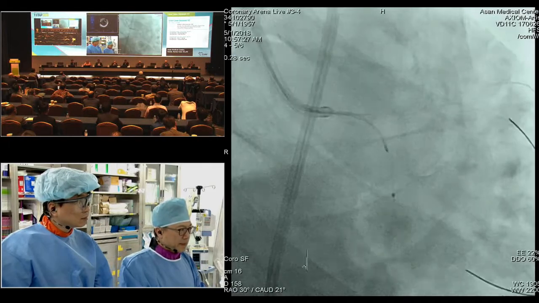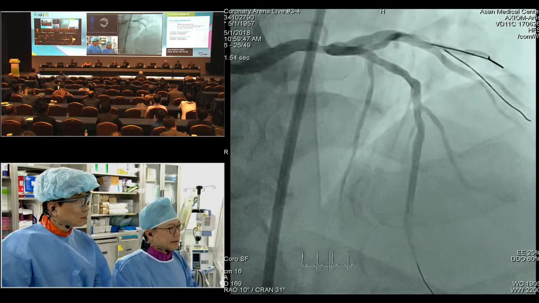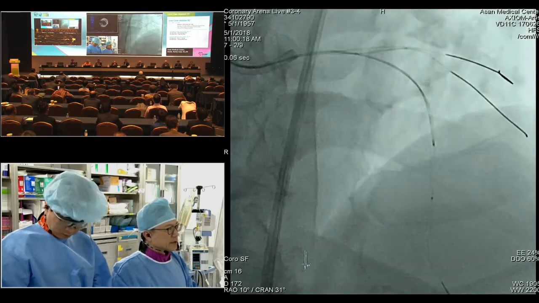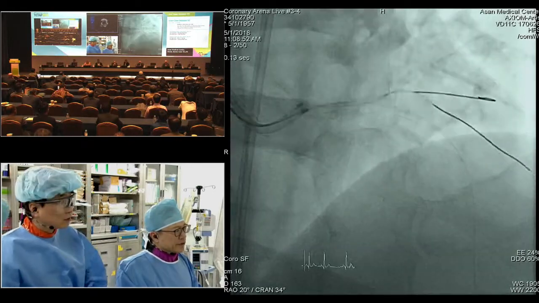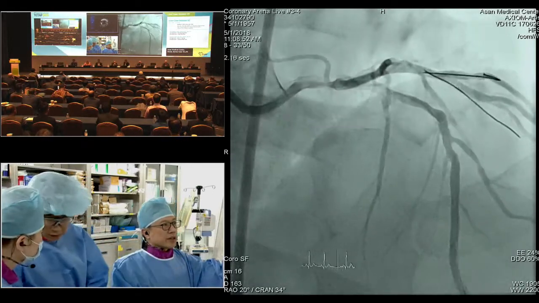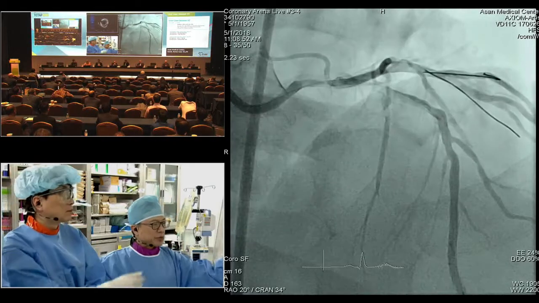Alan, what's your distal landing zone? Because they have some insignificant disease also in the LAD mid portion. So where do you want to land your distal stent? We measured a few times, and we think it is just about a few millimeters beyond the big septal branch.